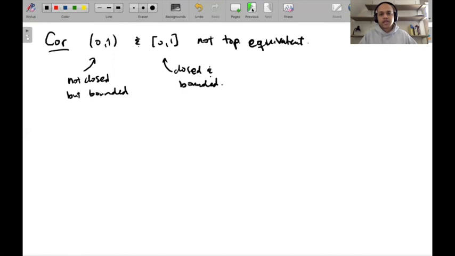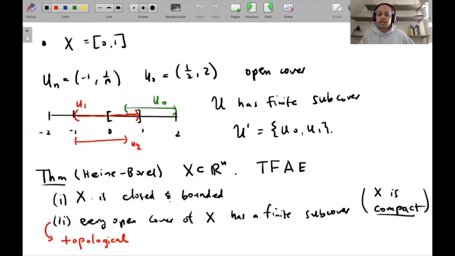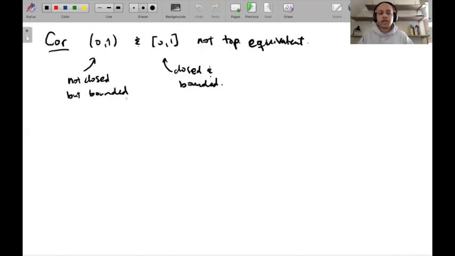Right, so the theorem says, if you have a subset of R^n which is closed and bounded, then any other subset topologically equivalent to it must also be closed and bounded. And so from this we deduce the corollary. This is a small corollary, but it indicates the power of the theorem. How would you prove this corollary directly? It's quite difficult to show that there's no topological equivalence between these two sets. You can't do it directly.